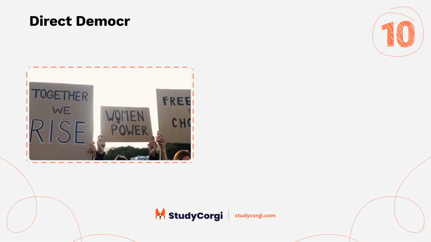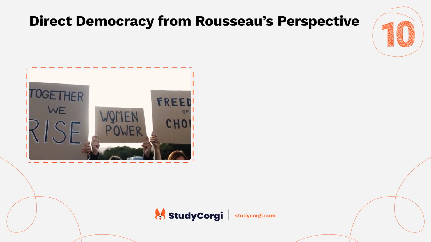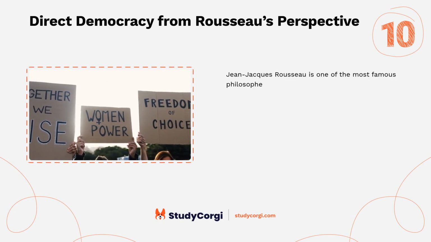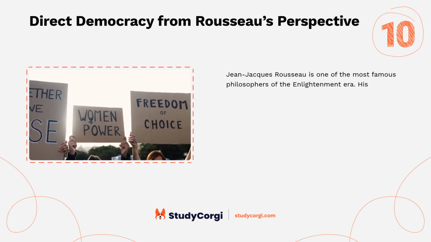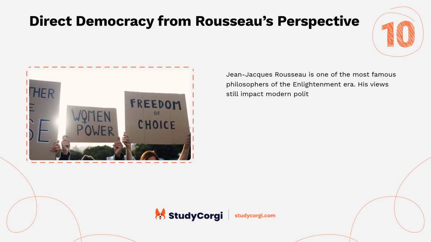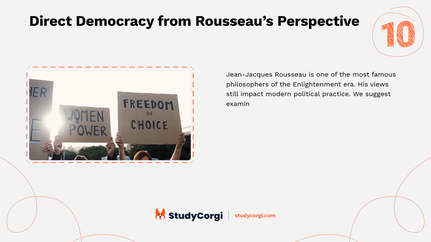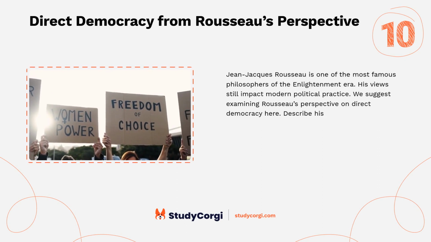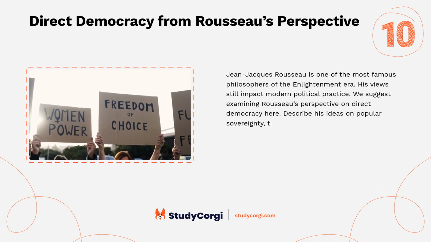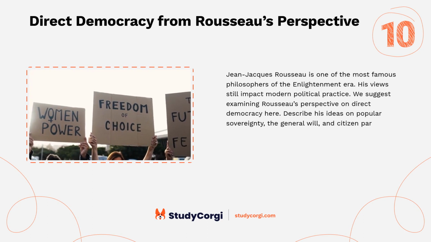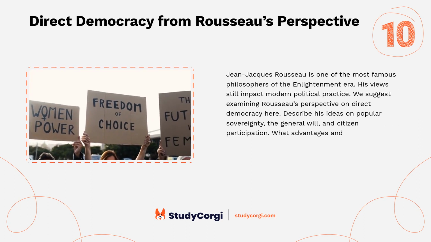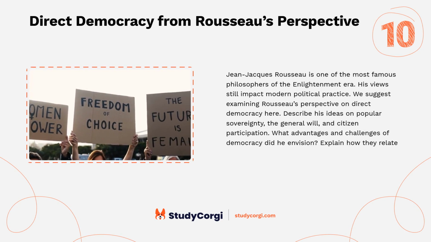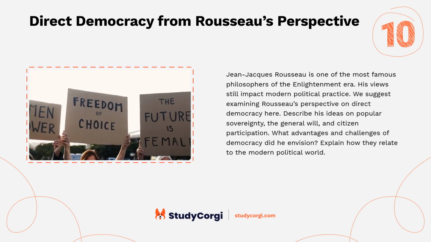Direct democracy from Rousseau's perspective. Jean-Jacques Rousseau is one of the most famous philosophers of the Enlightenment era. His views still impact modern political practice. We suggest examining Rousseau's perspective on direct democracy here. Describe his ideas on popular sovereignty, the general will, and citizen participation. What advantages and challenges of democracy did he envision? Explain how they relate to the modern political world.